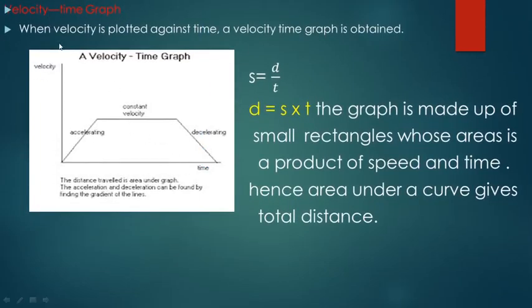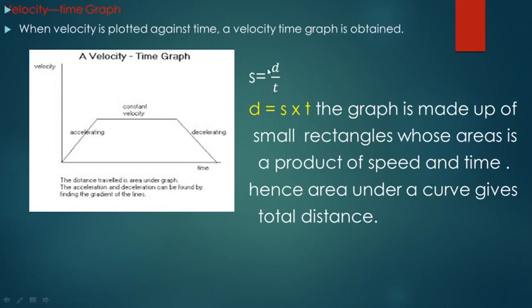Velocity time graph. When a velocity is plotted against time, a velocity time graph is obtained. This is how a velocity time graph looks, whereby the car is accelerating at this point, then it goes with constant velocity at this point, then it starts what we call retardation here. It reduces the velocity to 0.